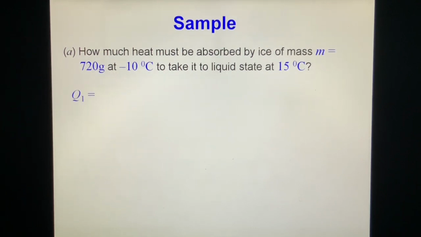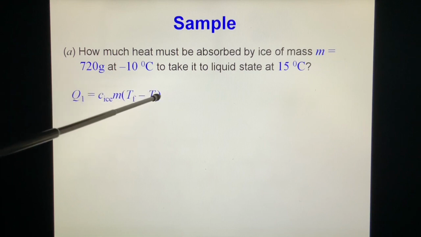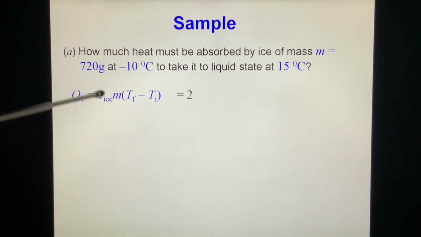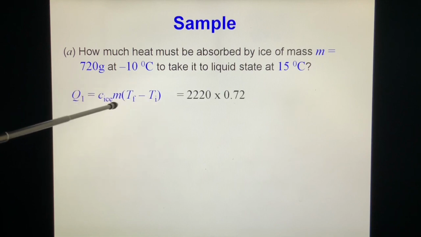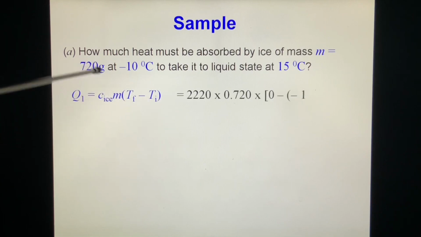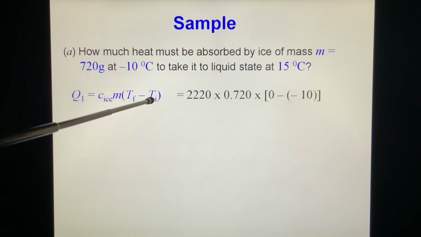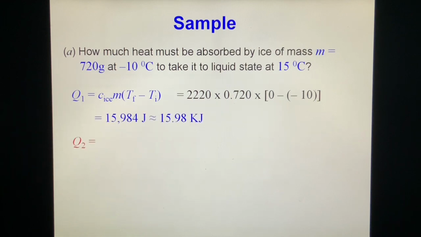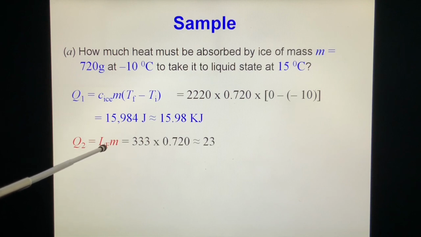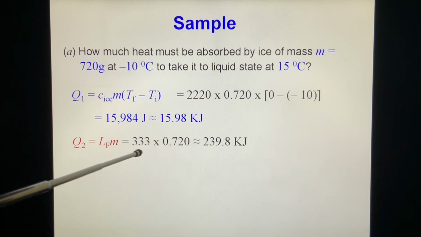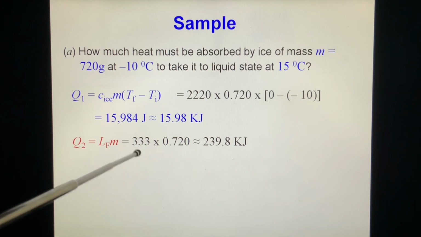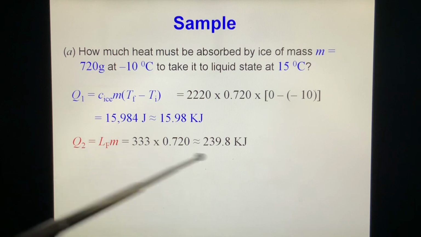So let's see that. Q1 is ice, from minus 10 to 0. Now we put numbers inside. The mass is 0.72 kilogram, and the temperature change is from minus 10 to 0. We get a number. And the second is the phase change energy, Lm. We can check the number. The phase change from solid to liquid is 333, and multiply.